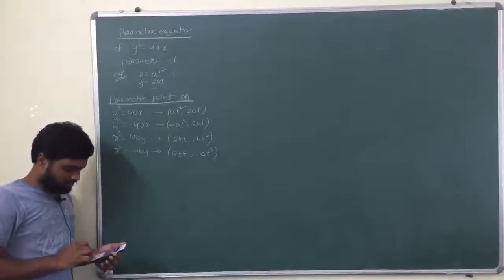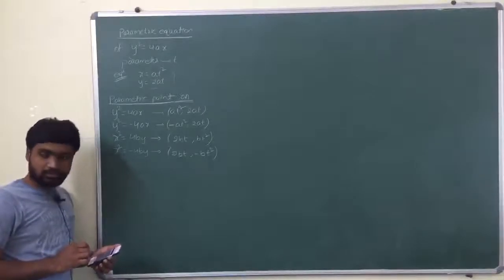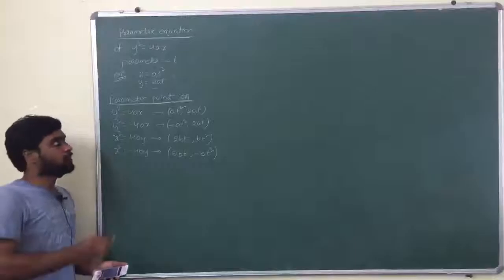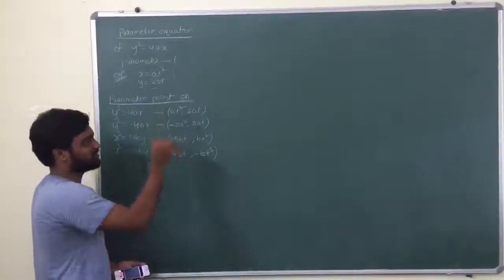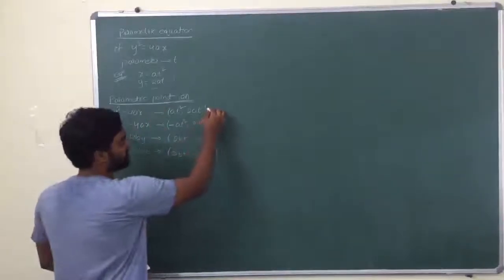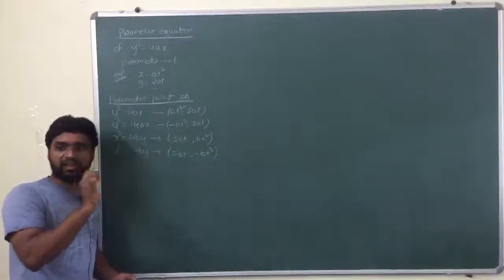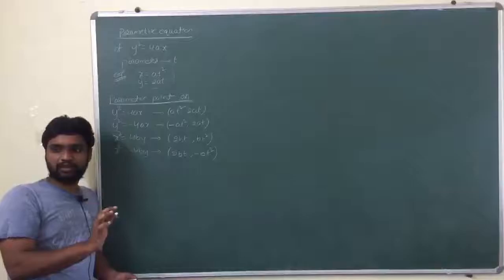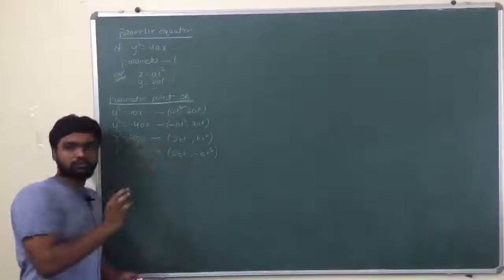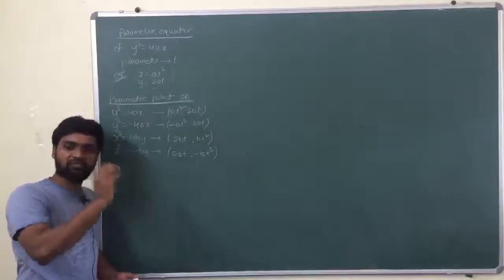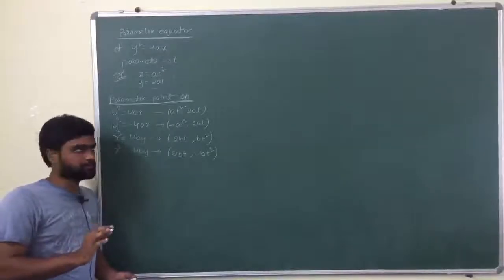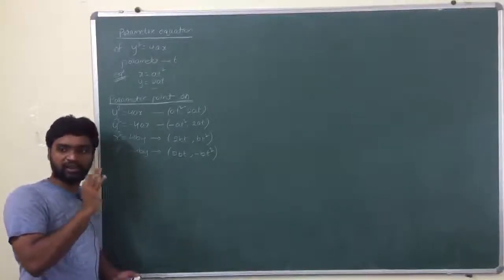So if you have any doubts, no? So these are the parametric equations. Parametric point, very important: at square comma 2at. This is very important. Okay, maximum in all questions we will use this. We're going to use this in almost every question. Okay, at square comma 2at, very important.